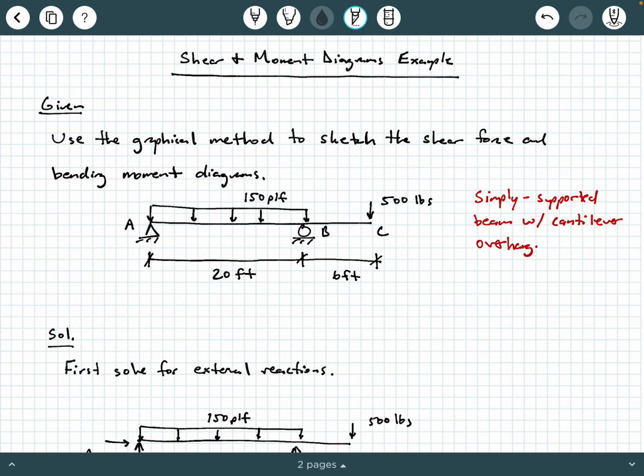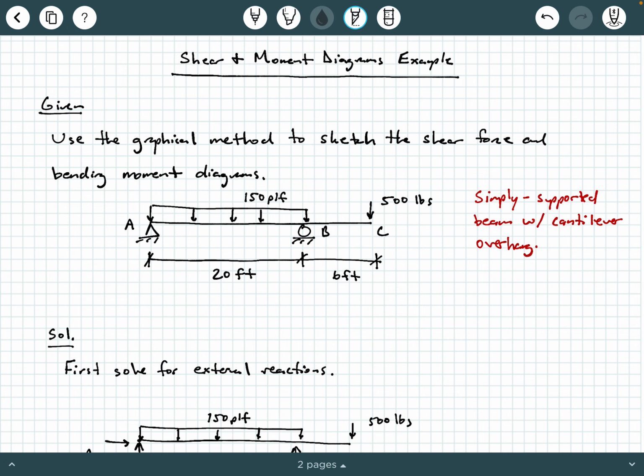We're being told to use the graphical method to sketch the shear force and bending moment diagrams. Now here what we have is a simply supported beam with a cantilever overhang. If you remember, a simply supported beam is one where you have an external hinge like we have at A and a roller like we have at B on opposite ends of the beam. Well, when you have a cantilever overhang, one of the ends of the beam is going to have a little overhang segment. So that's what we have here with BC.